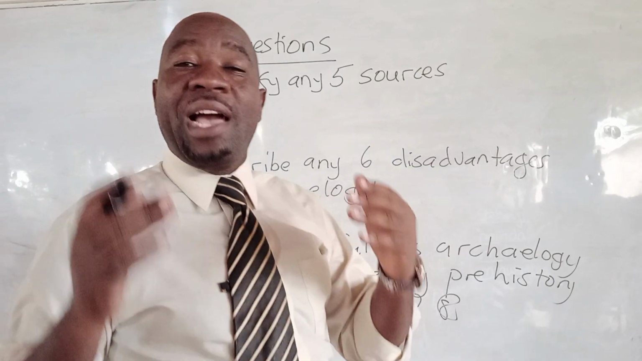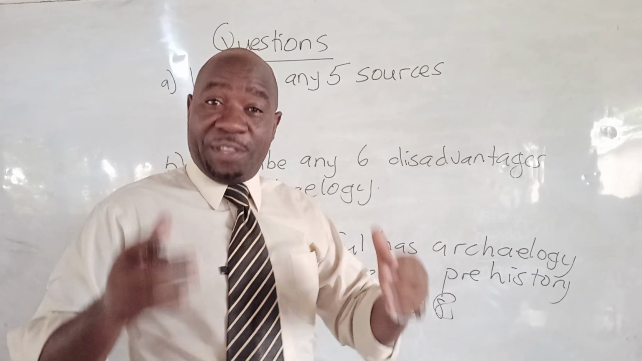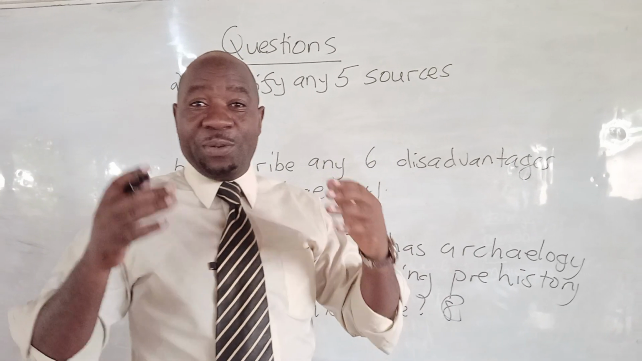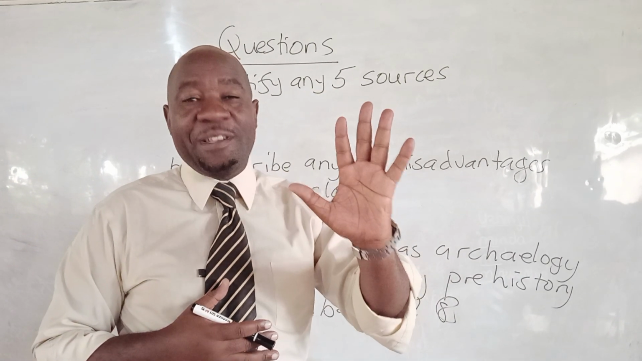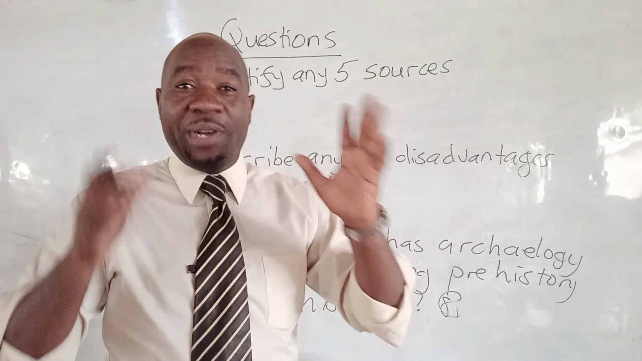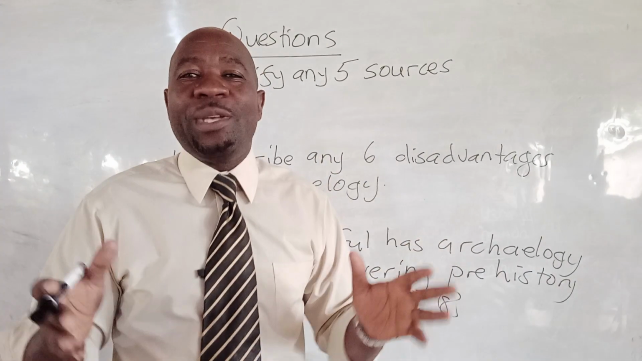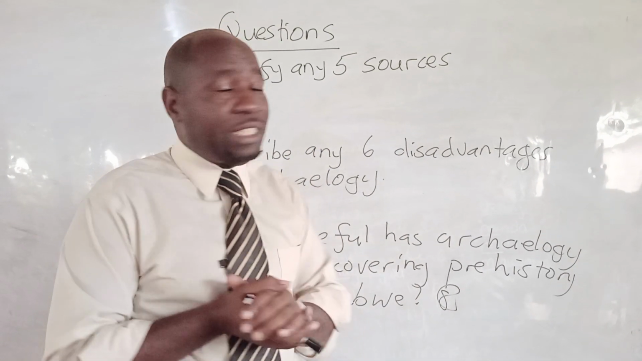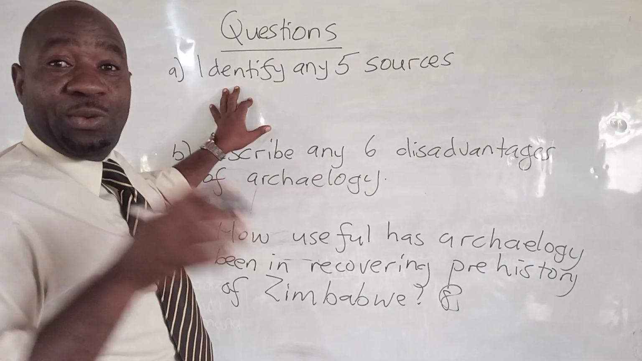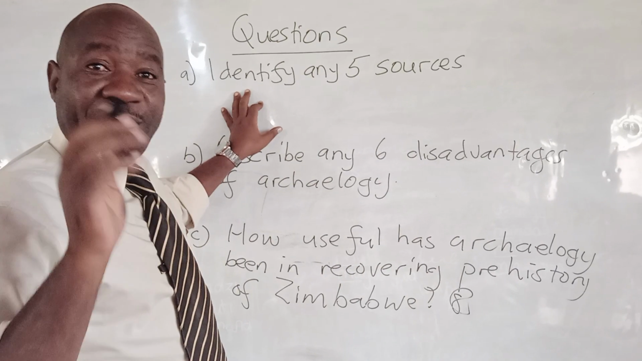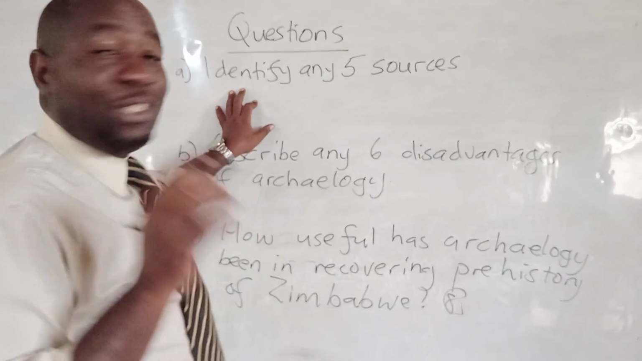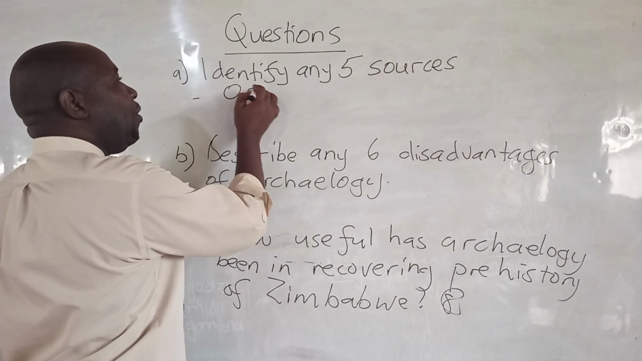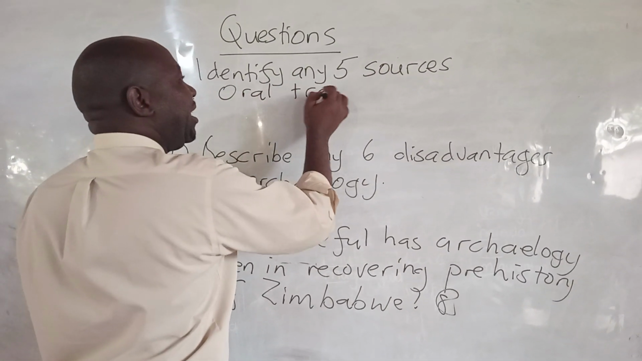Don't forget, when we answer part A of the question, ordinary level, we are supposed to give five points. We are supposed to name, state, identify, list five points. So here the question wants us to identify five historical sources. So the five historical sources include, we've got a source called oral tradition.